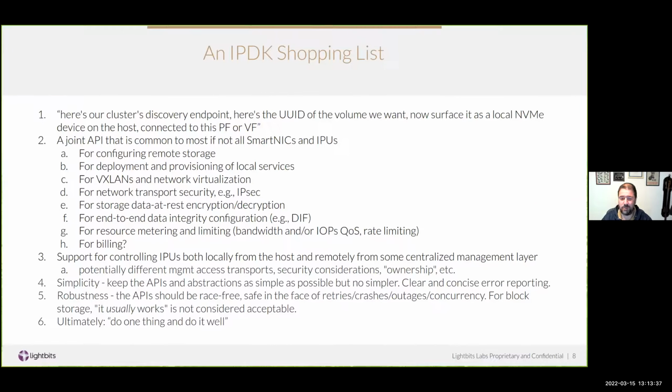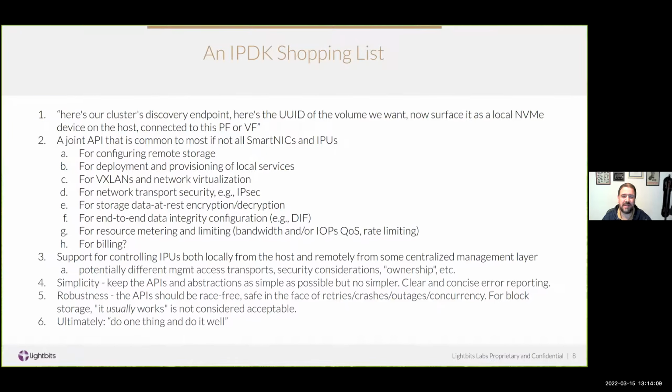We're extrapolating from our experience with SmartNICs, DPUs, and IPUs so far, and we've come up with an IPDK shopping list. This is what we'd like, and as I mentioned, we're also, of course, willing to contribute and help make it happen. So, starting with the very concrete example that I've just shown you, here's what we would have liked to have, a shopping list or wish list.